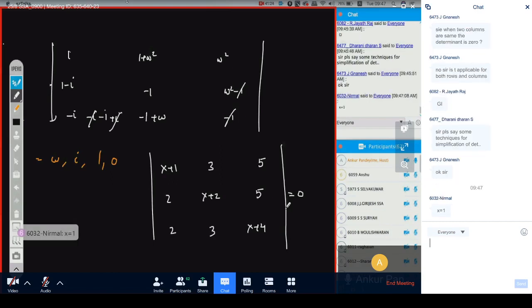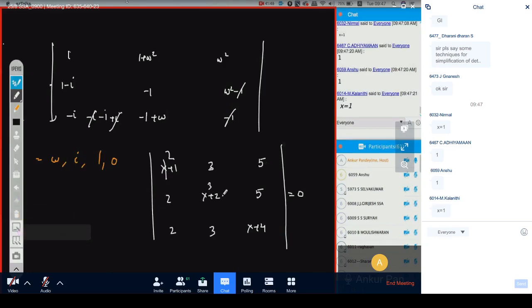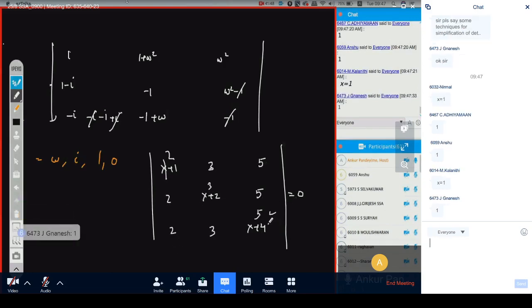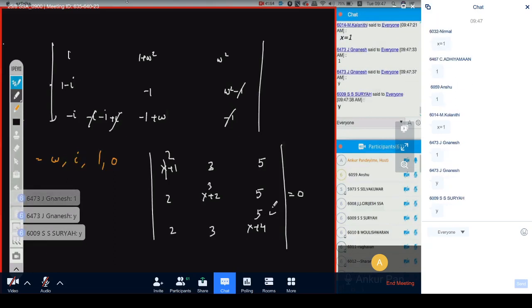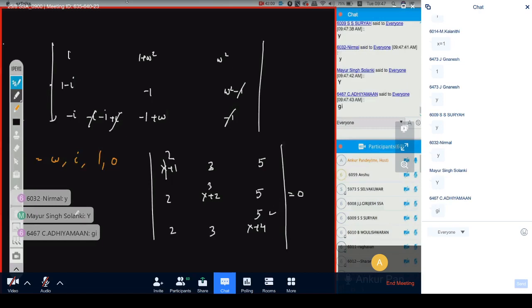If you expand, you will have a very good, excellent result. Yes or no? 1, 3, 5, so that is 2, 3, 5, 2, 3, 5, and 2, 3, 5. Got it? Easy. But with 1, there are 2 more options: 1 and 9, or minus 9. Which one?